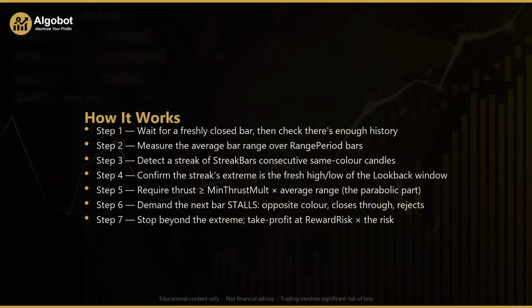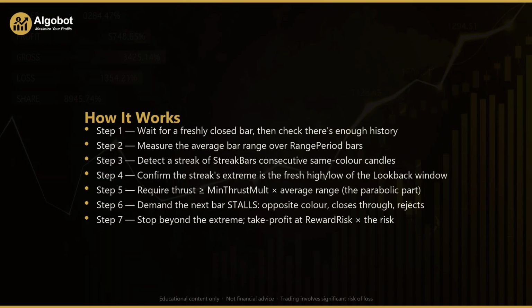Now the core pattern. The EA looks back and tries to count a streak of consecutive same-color candles. For a bullish exhaustion, it needs a run of bars that each close above their open. As it counts, it tracks the highest high of the run. It also checks that the most recent streak bar is the one that made the peak, meaning price was still accelerating into the extreme. Then it confirms that peak is a genuinely fresh high, that no bar in the look-back window behind the streak reached as high. This makes sure we're at the leading edge of the move, not somewhere in the middle.